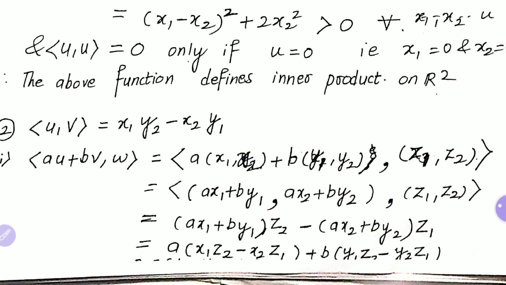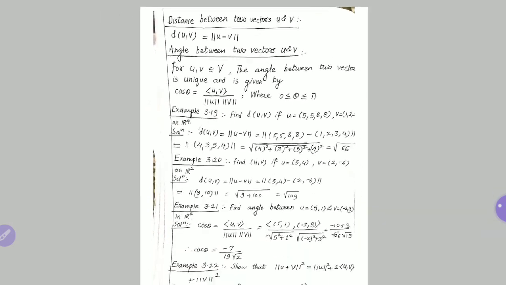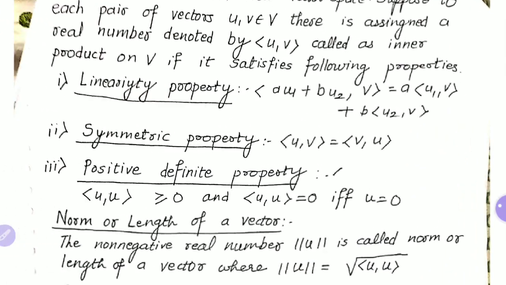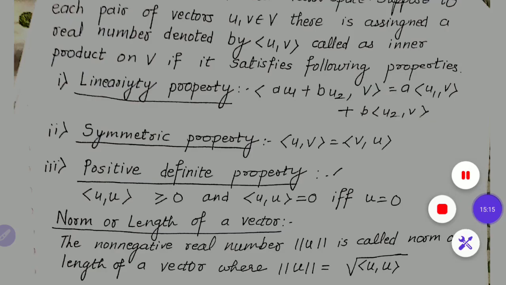Okay, now a few examples based on the discussion. We have discussed the definition of inner product space in the beginning, then we have discussed the norm or length of a vector, the angle between two vectors, and the distance between two vectors for Euclidean space vectors, and we have discussed one example of how to check whether the given product defines an inner product or not. So these three conditions we have verified: linearity property, symmetric property, and positive definite property.